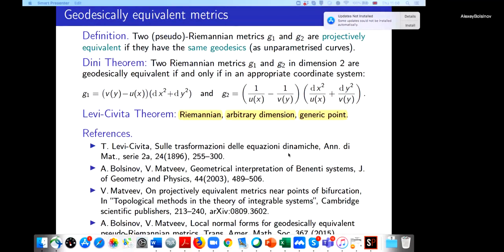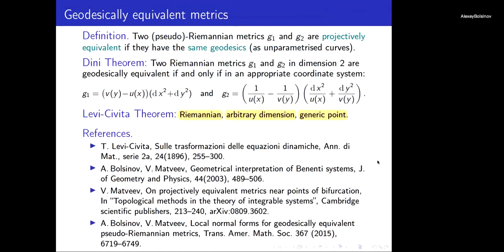Okay, so here I give you some references again, and I will tell you some remarks about this. So this Levi-Civita paper, you see it's a very old paper. This paper provides canonical forms for geodesically equivalent matrices which are positive definite.